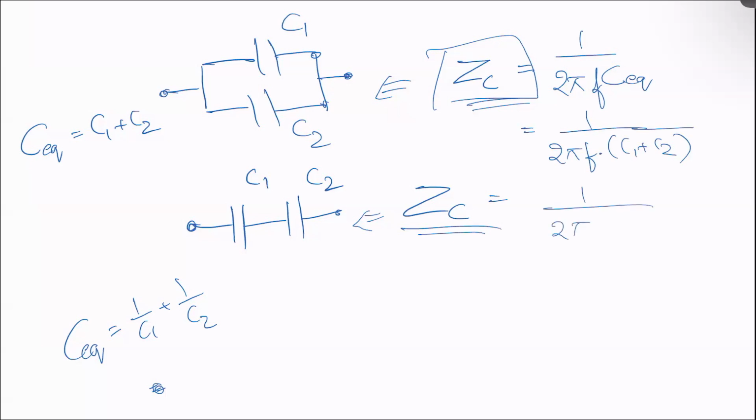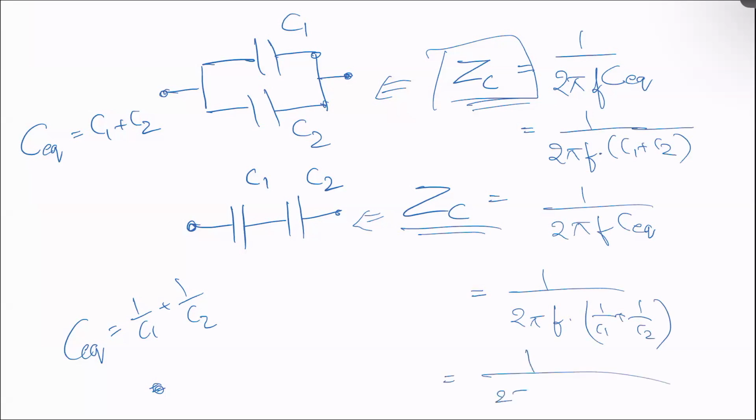And for this equation, we have 1 by 2 pi f times 1 by C1 plus 1 by C2, which is C1 plus C2 over C1 C2. Correct?